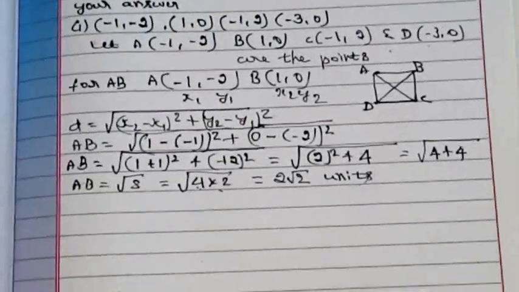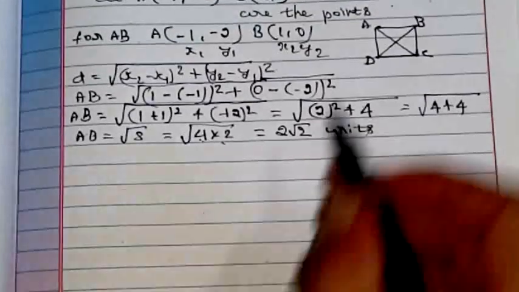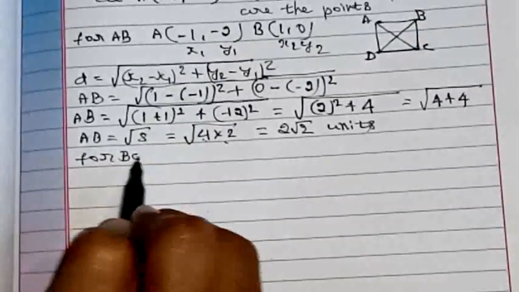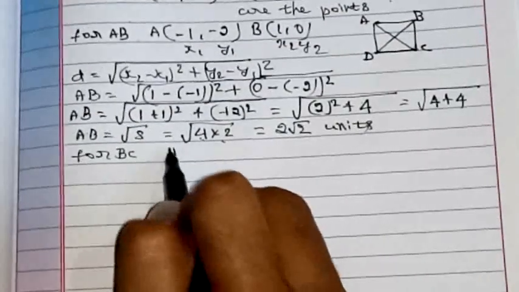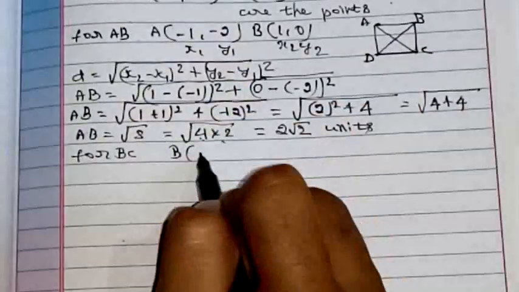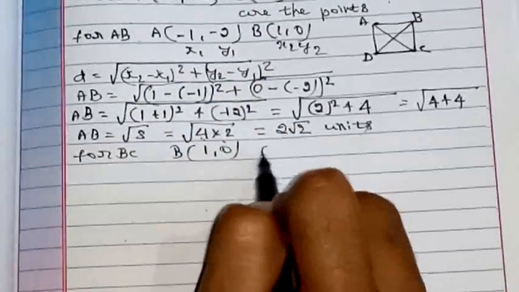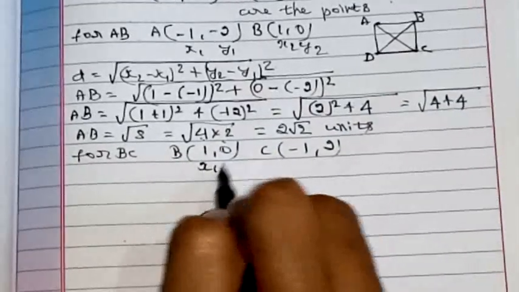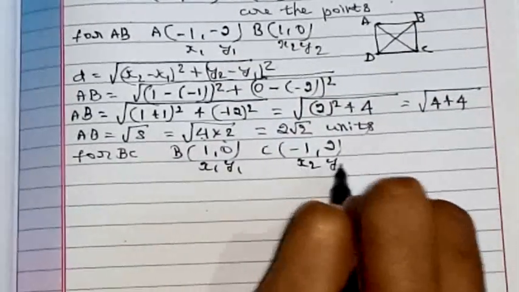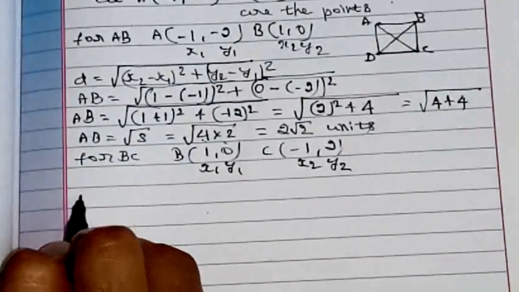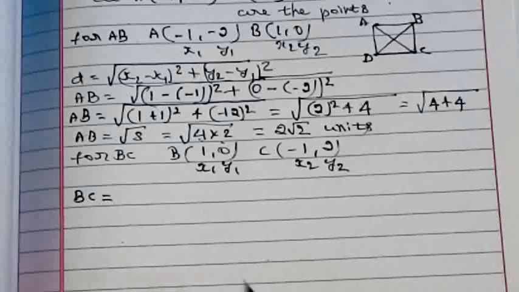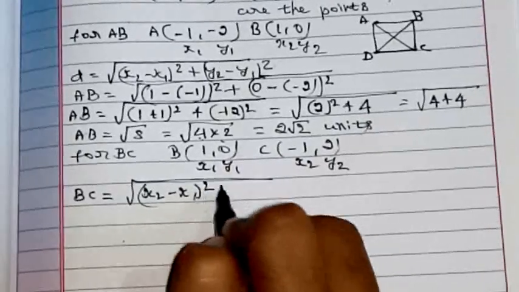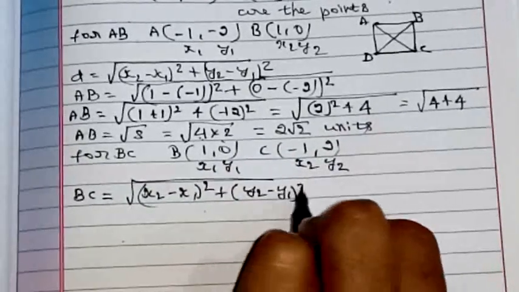Now find the distance for BC. So what are the coordinate points? B of 1 comma 0 and C of minus 1 comma 2. So now as usual write down this one as x1, y1, this one as x2, y2. Now apply the distance formula. So BC is equal to square root of x2 minus x1 whole square plus y2 minus y1 whole square.